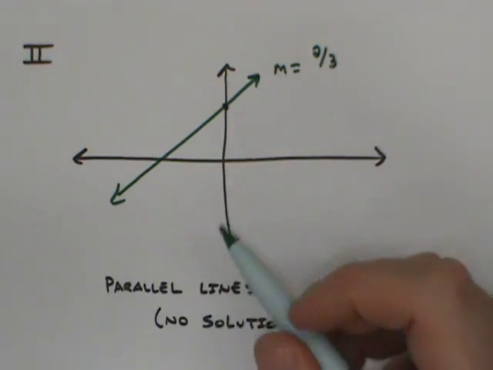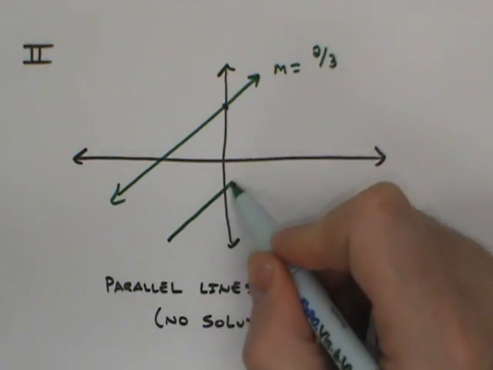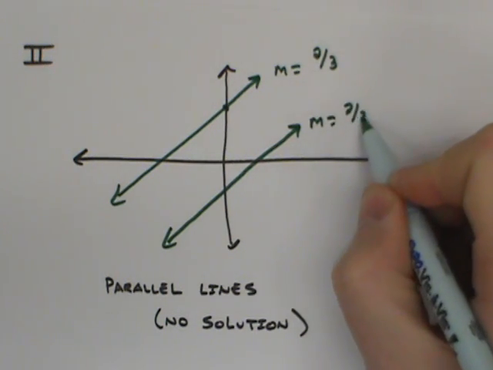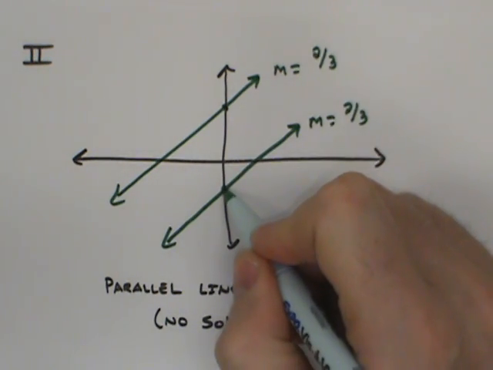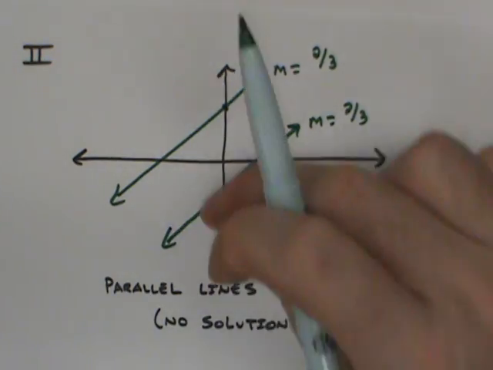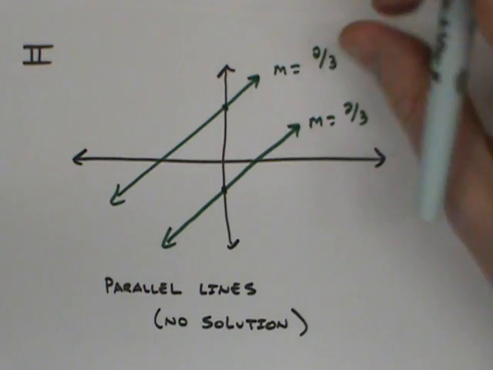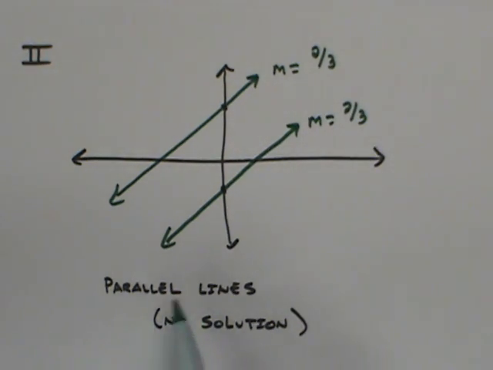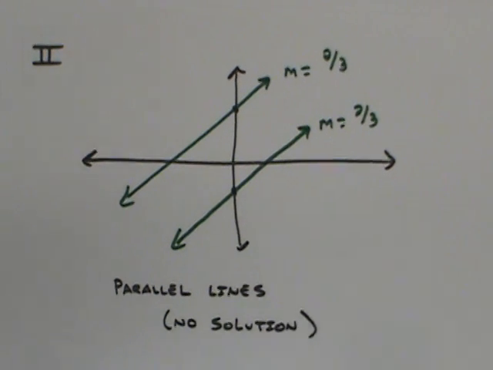And then maybe as I work through the second equation, I get the same slope of 2/3, but it intersects the y-axis at -2. So they're two distinct lines. They'll never intersect because they have that same distance apart the whole time. The slope will never allow them to intersect. And so you say you have parallel lines, no solution.